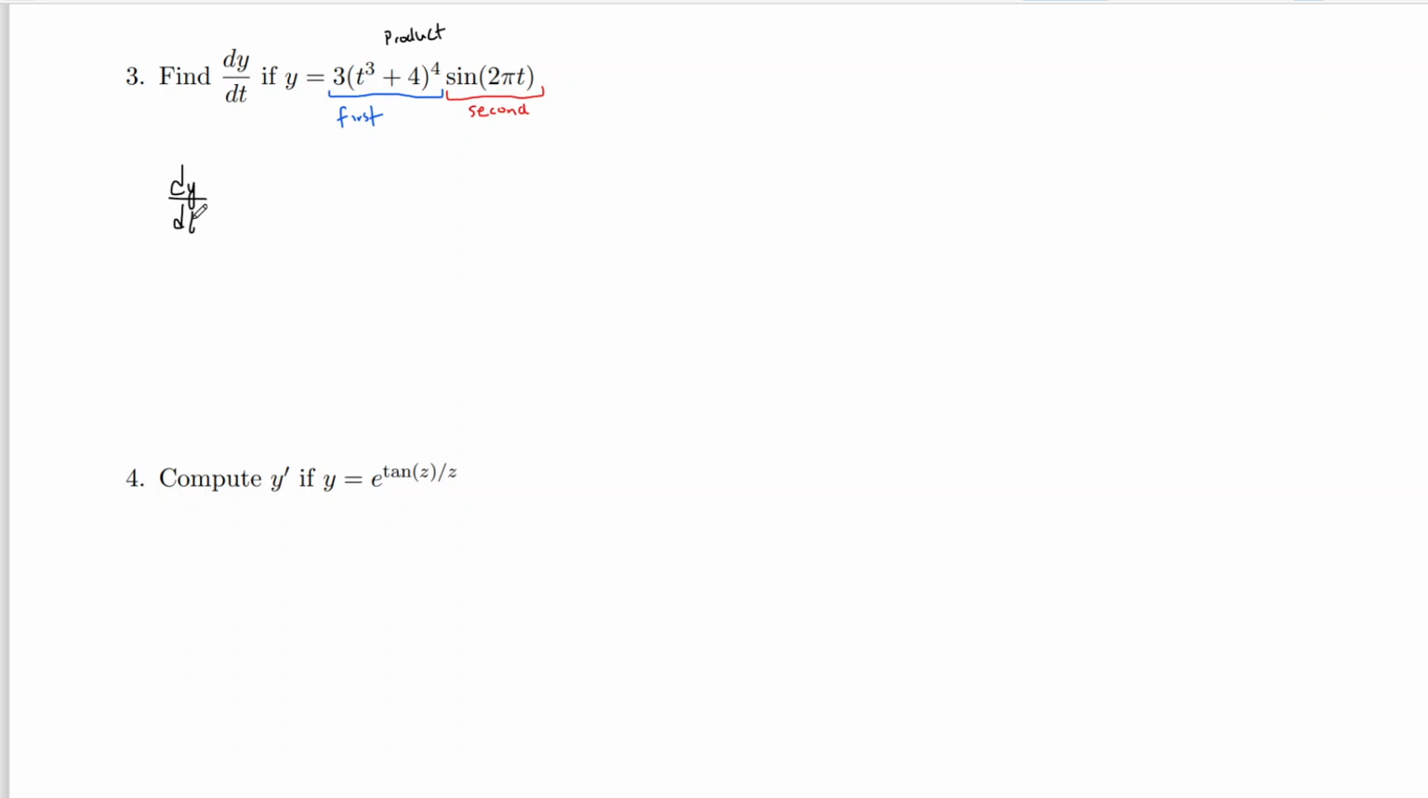What you're going to notice here, hopefully, is that it really doesn't work any differently. The product rule says what? We do the derivative of the first, so dy over dt of the first, times the second, plus the first, times the derivative of the second. And now you'll see what I mean.